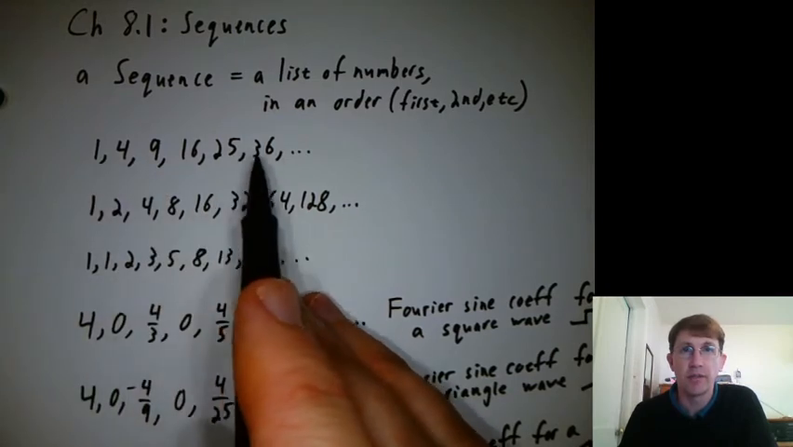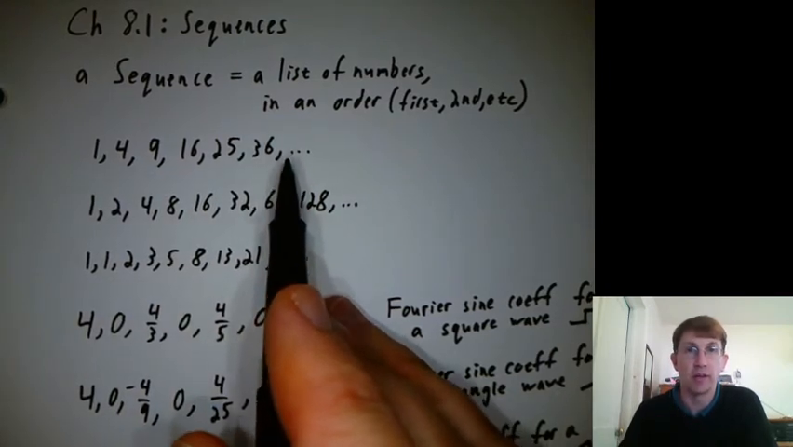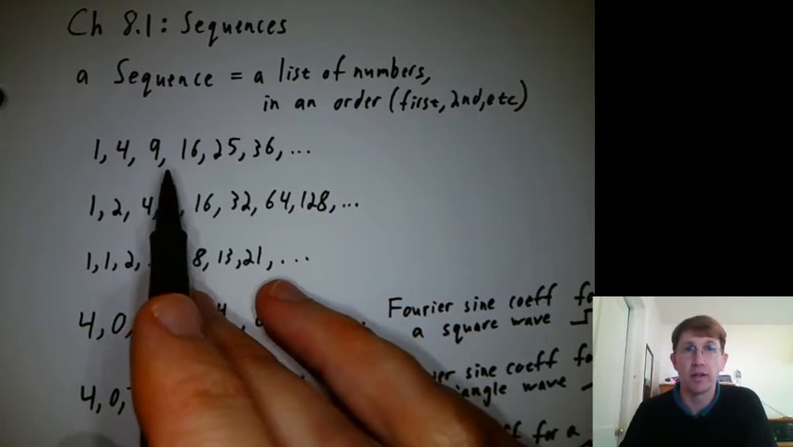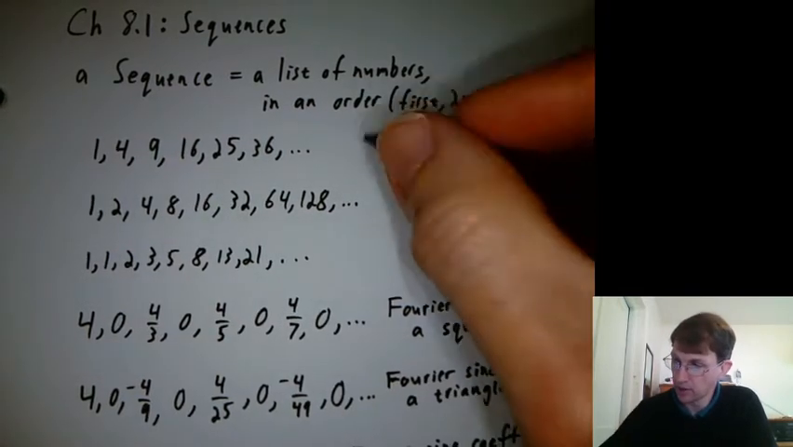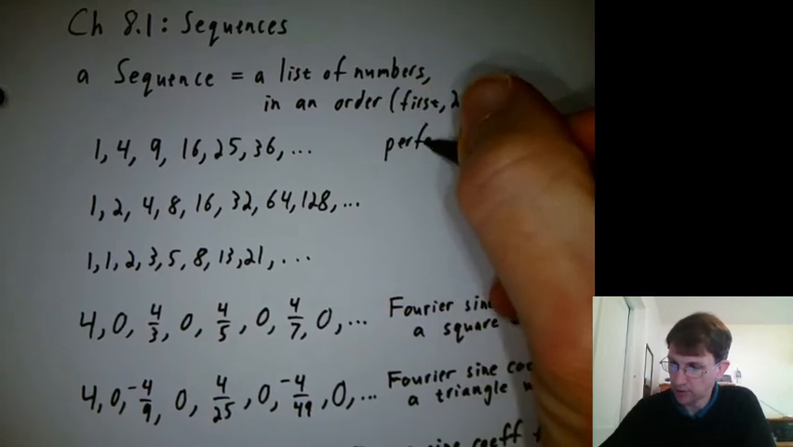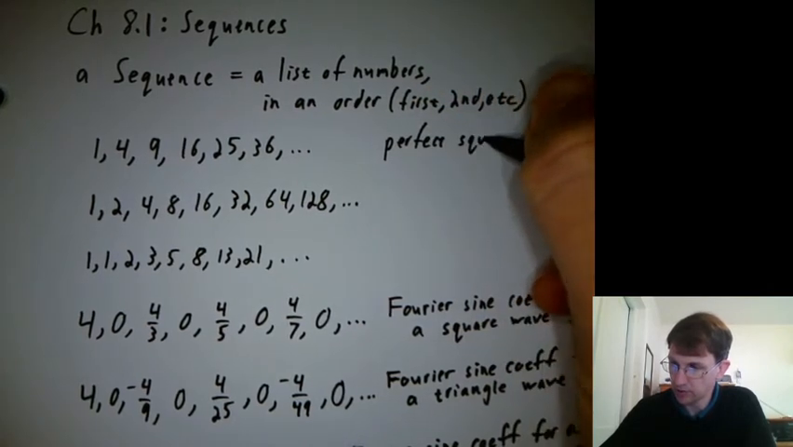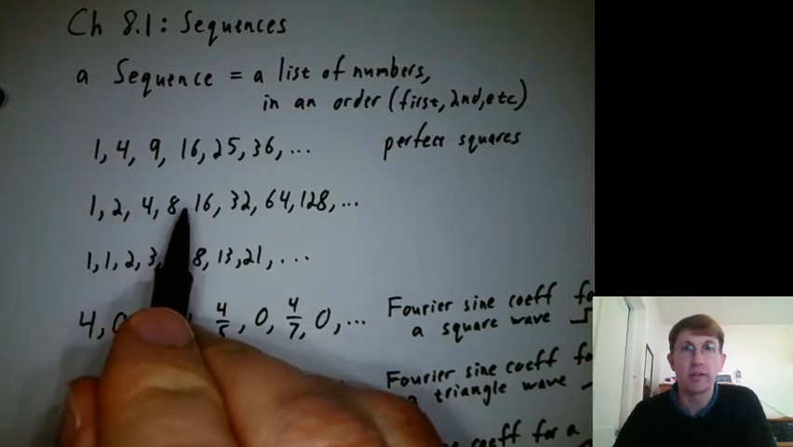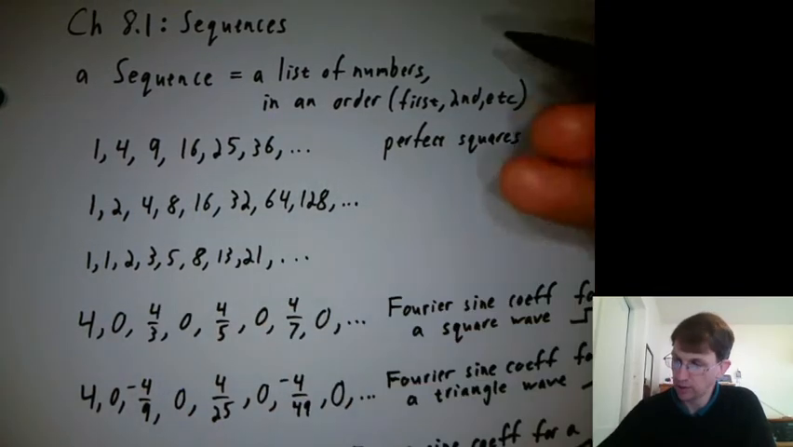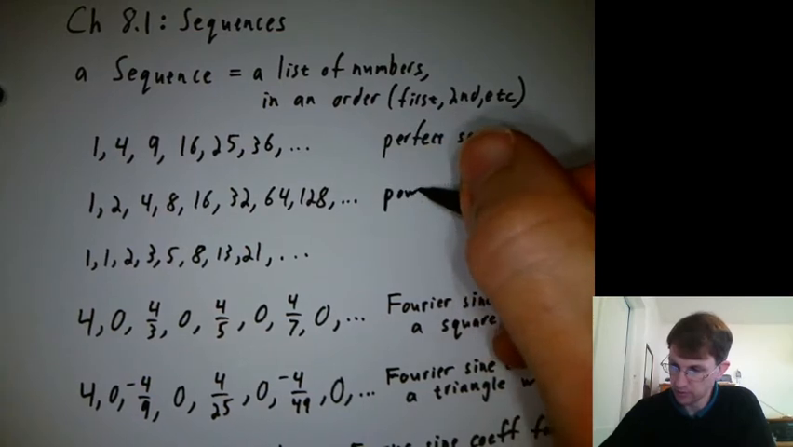How would you describe this sequence? You might recognize those as the perfect squares, right? Like 9 is 3 squared, 16 is 4 squared. So we could say these are the perfect squares. How about this sequence? 1, 2, 4, 8, 16, 32, 64, 128. Those are powers of 2.